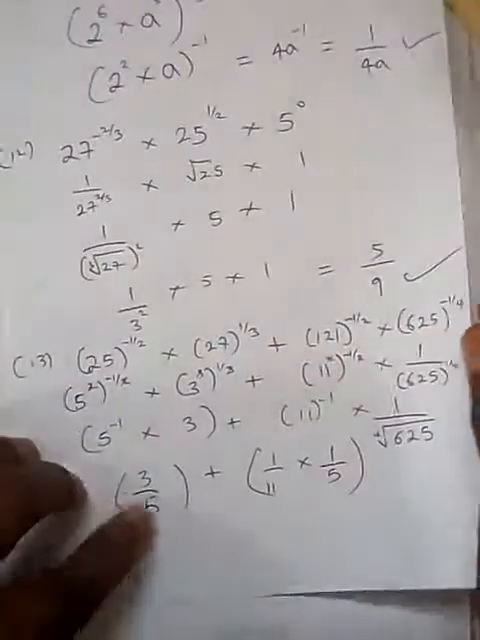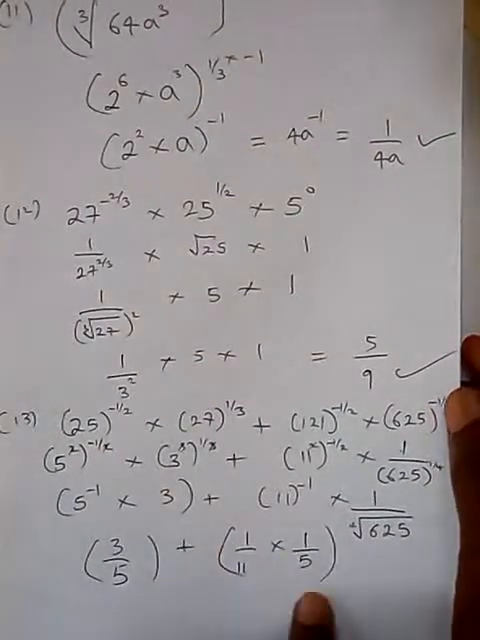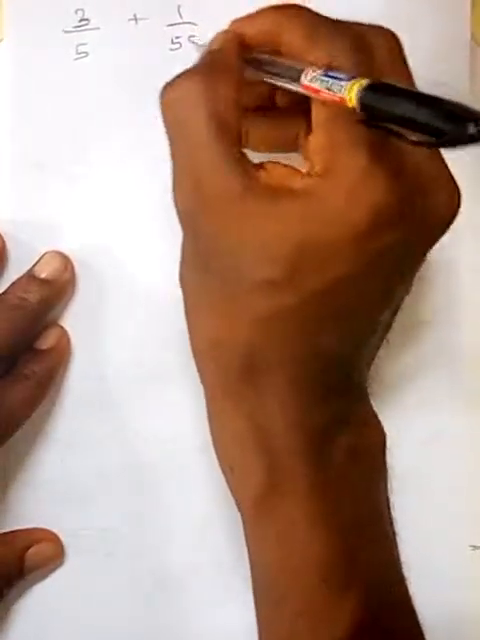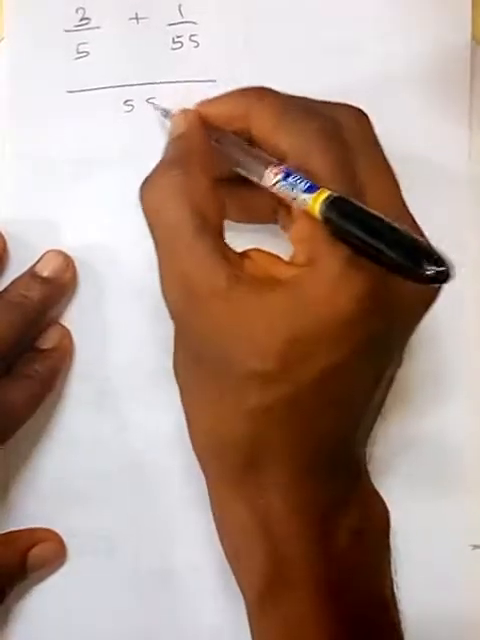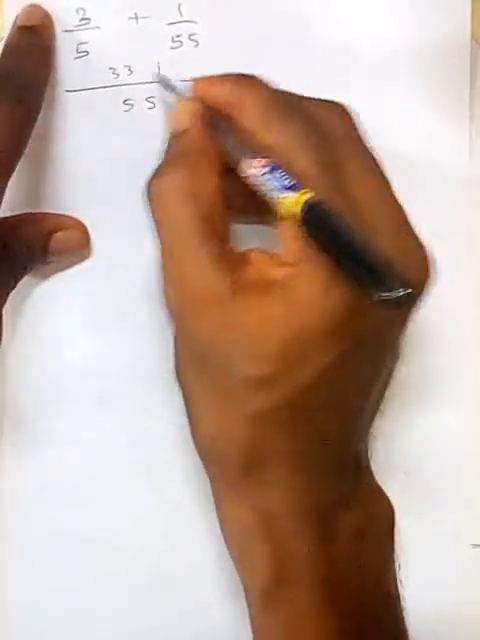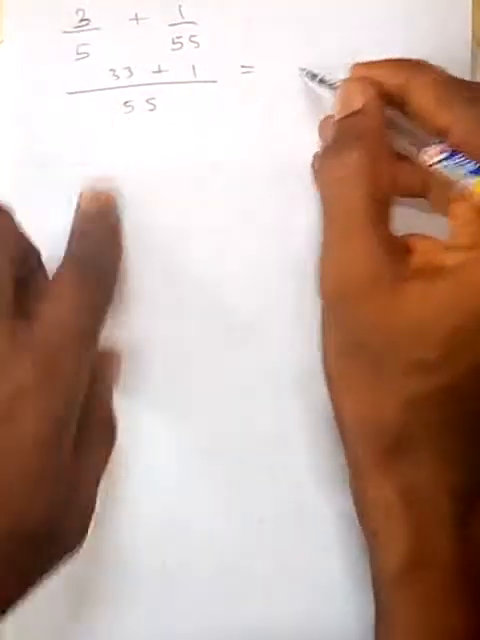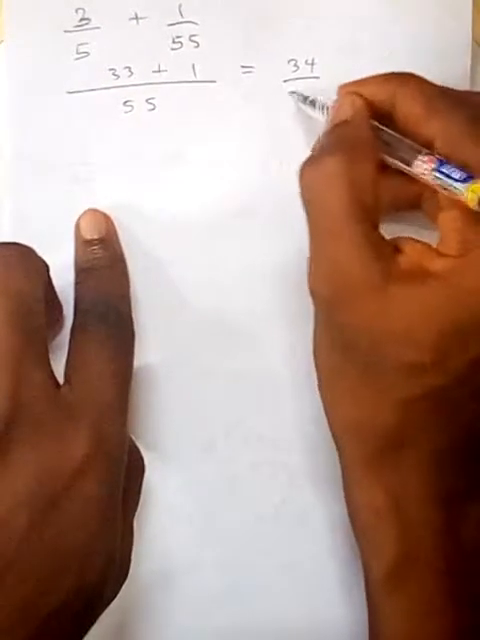Let's take this to the next page. 3 over 5. Now if we multiply this, we're getting 1 over 55. So we want to add it to 1 over 55. The LCM is 55, 11 times 3 is 33 plus 1, and that is 34 over 55, and that's the answer.